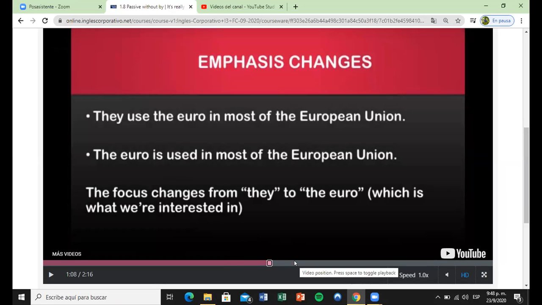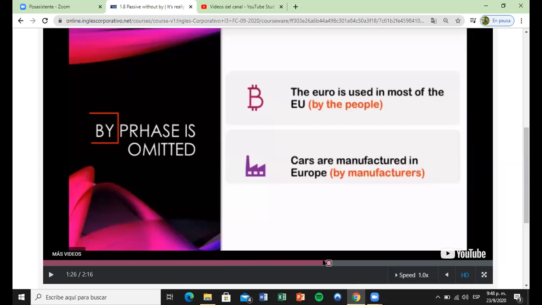Is that okay? You can see there, we have the same idea. When we focus on objects, usually with objects, then we normally know it's going to be a passive sentence.